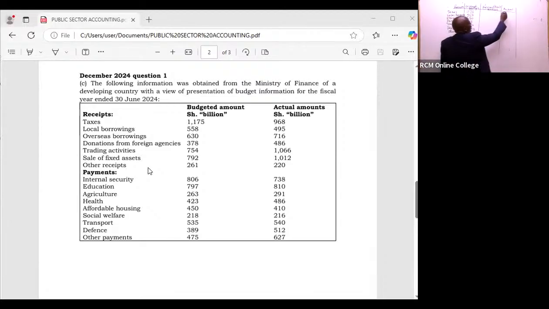So actuals, I can see the first one is 968. Then we have here 495. After 495, we have 716. After 716, what next? 486. After 486, ladies and gentlemen, we have 1066. And then after 1066, we record 1012. After 1012, ladies and gentlemen, we have here 220.